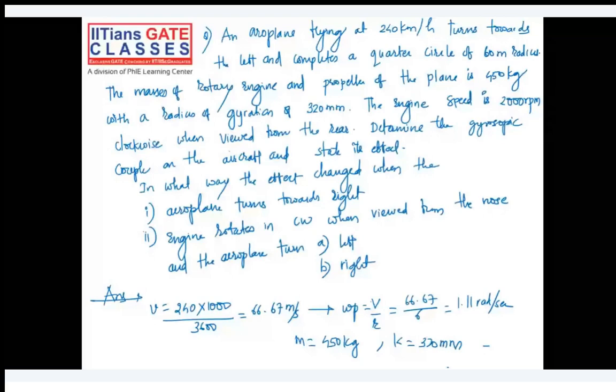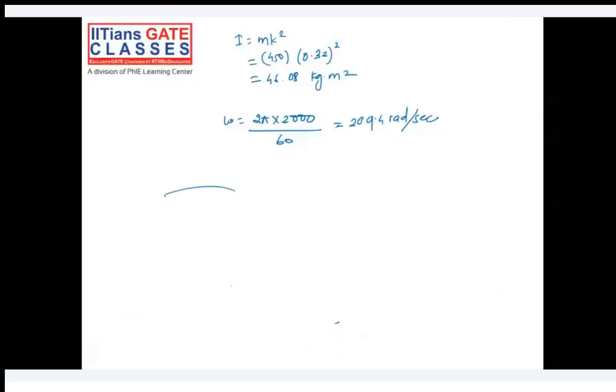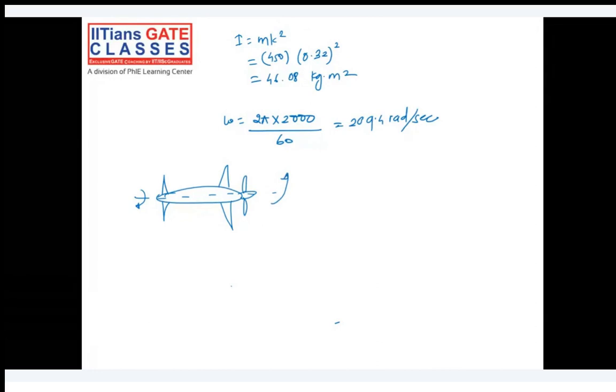So let me just try to draw an aeroplane. Okay, so for example, this is the aeroplane, and the engine speed is 2000 rpm clockwise when viewed from the rear. So for example, it's rotating in clockwise direction. And as we have seen, it turns towards left and it's taking a left turn, right? This is what we have studied in the beginning.